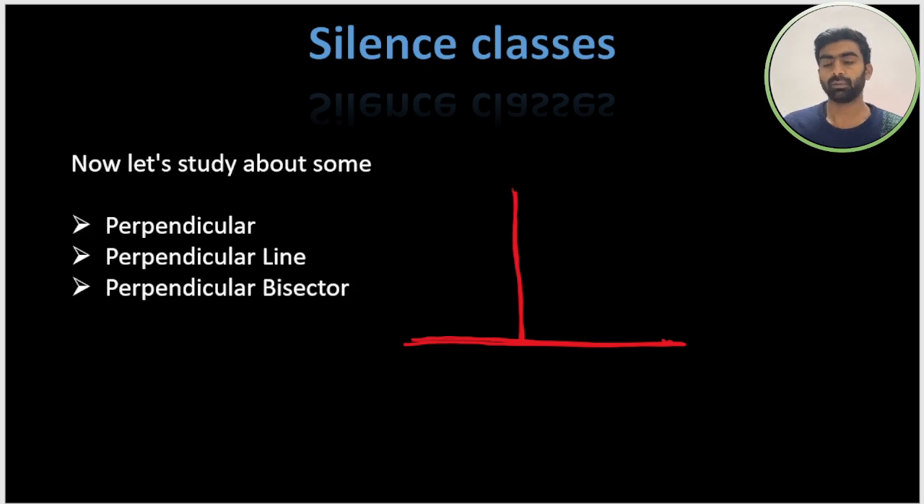So a perpendicular is a straight line falling on a line, okay. This is known as the perpendicular, and this perpendicular falling on a line, taken as a whole, is known as the perpendicular line, okay.